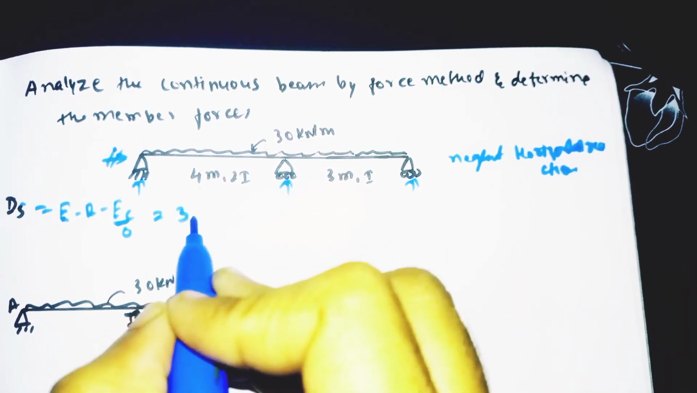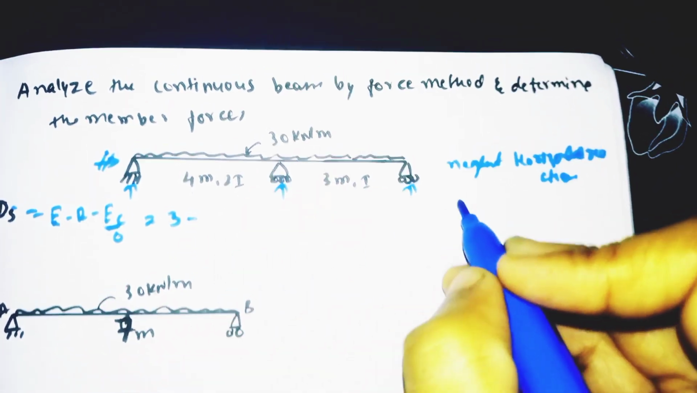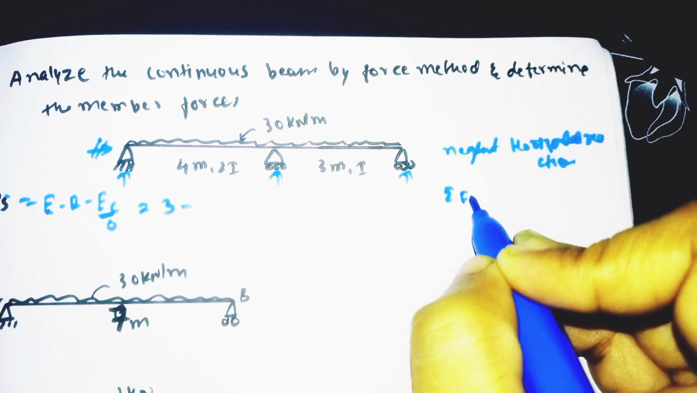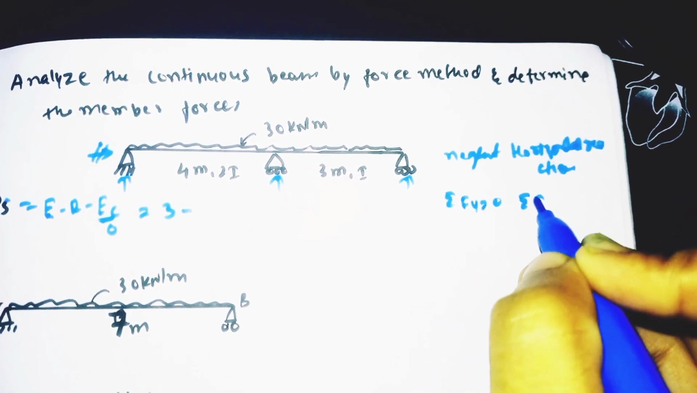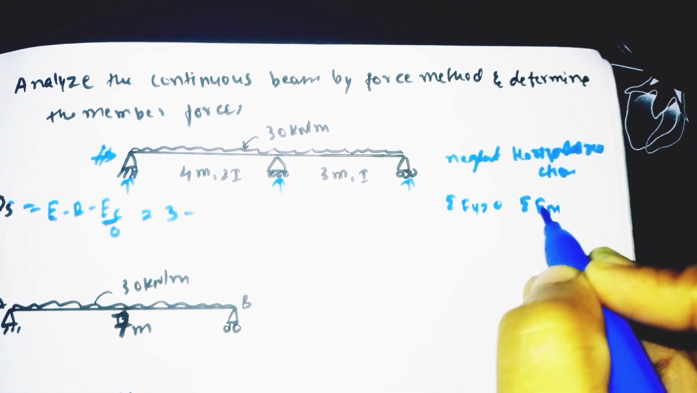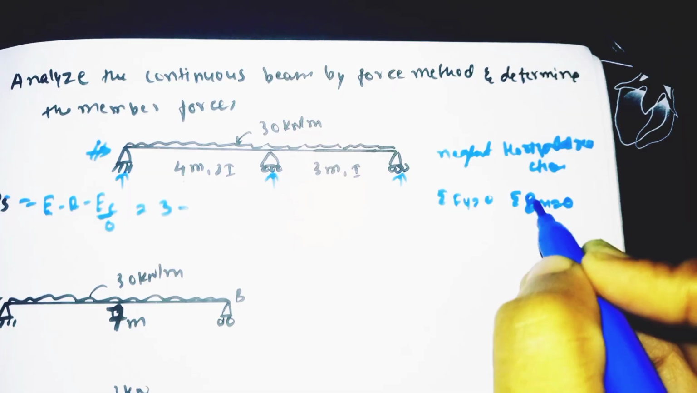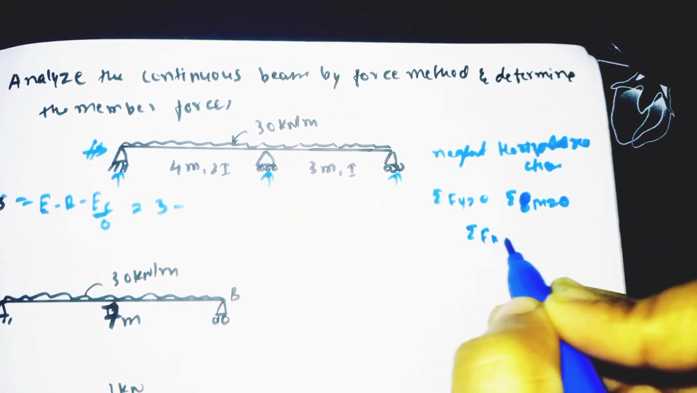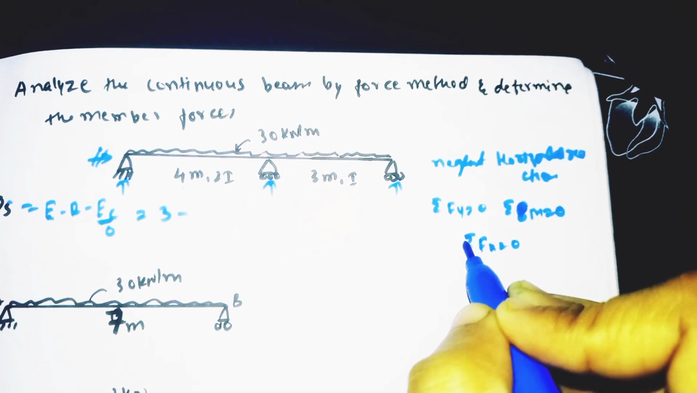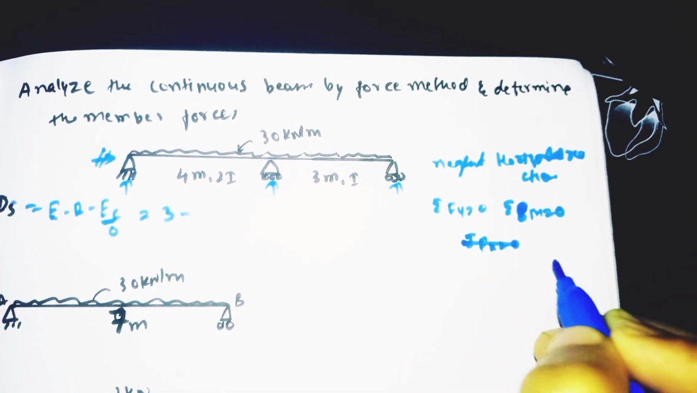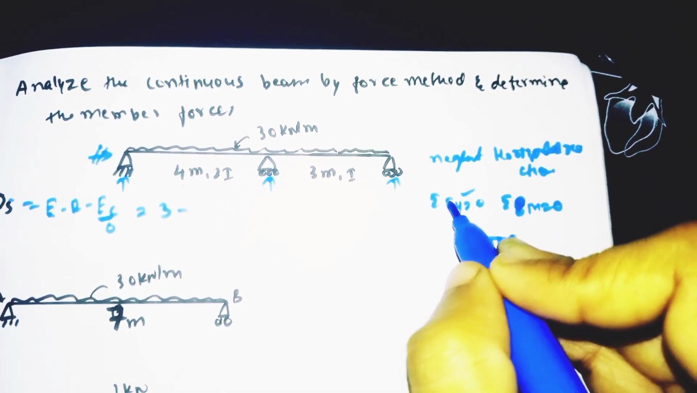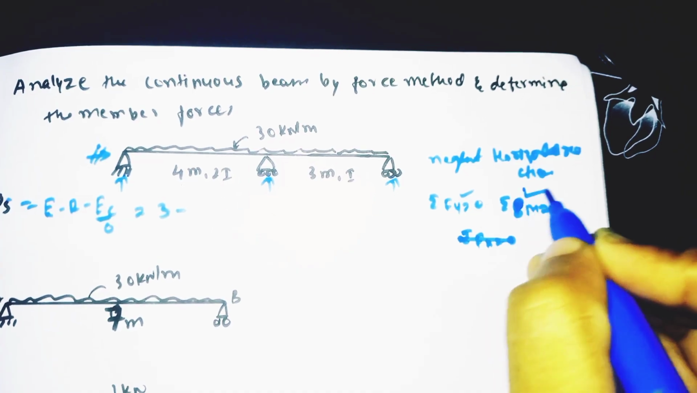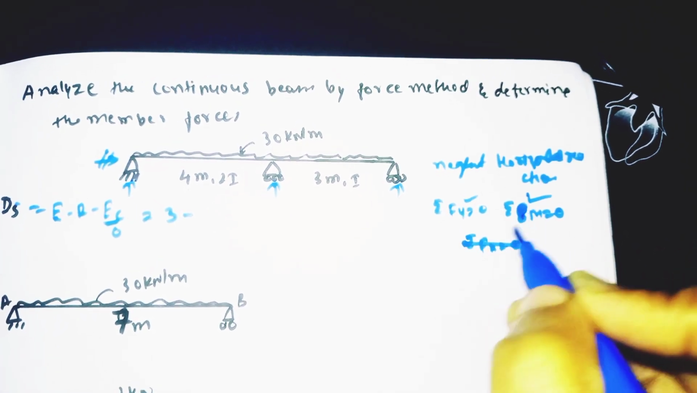For static equilibrium equations we have 2. One is summation of Fy equal to 0 and the other is summation of all the moments equal to 0. So we don't consider summation of Fx equal to 0. We need to neglect this axial deformation. So I'm only taking summation of Fy and summation of all the moments equal to 0.